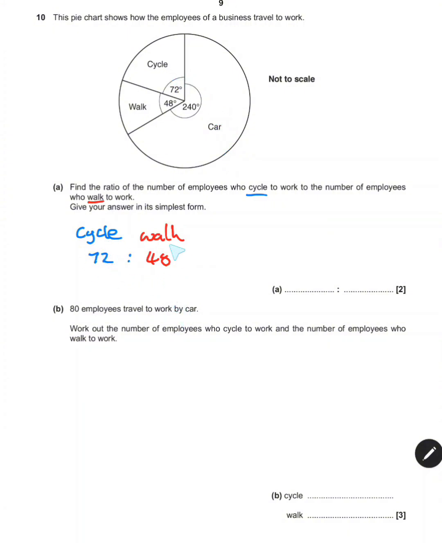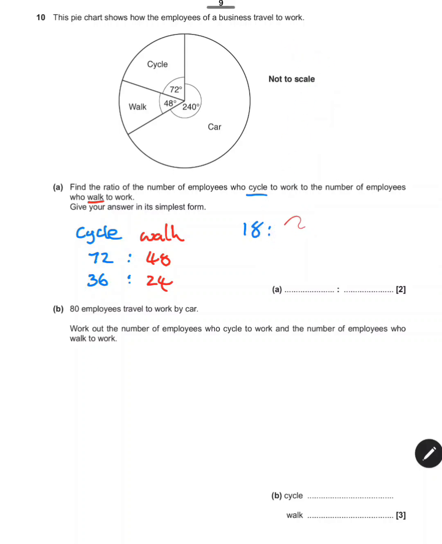And we can start to simplify this. If we just half both sides, we would get 36 to 24. We can half both sides again. A half of 36 is 18.